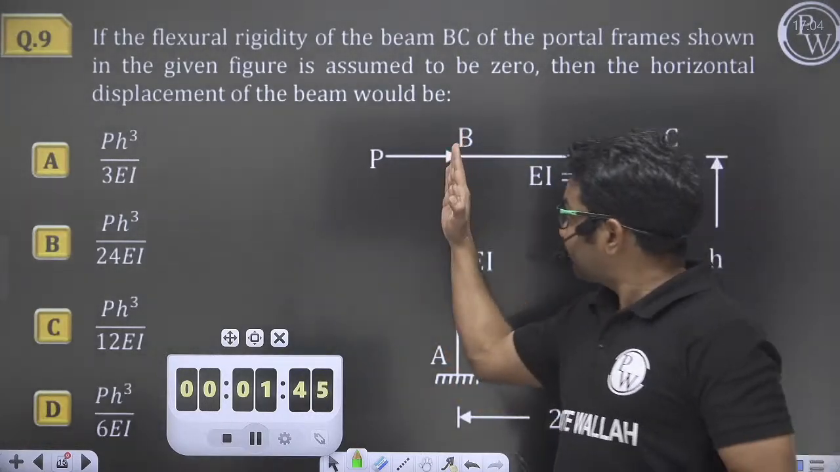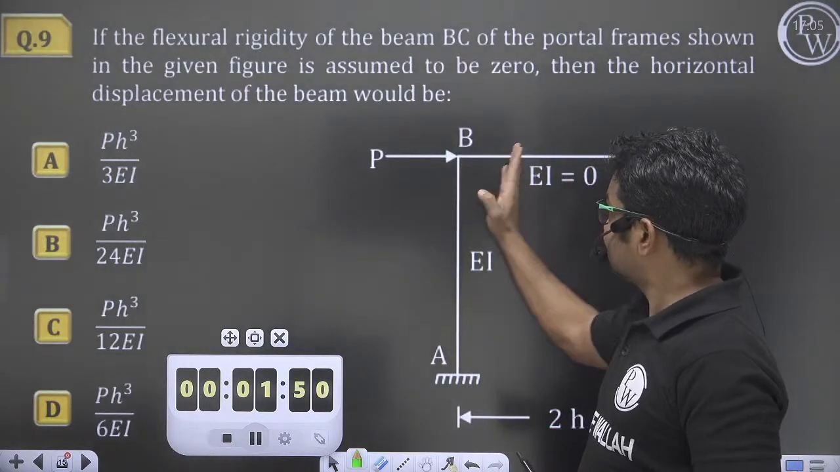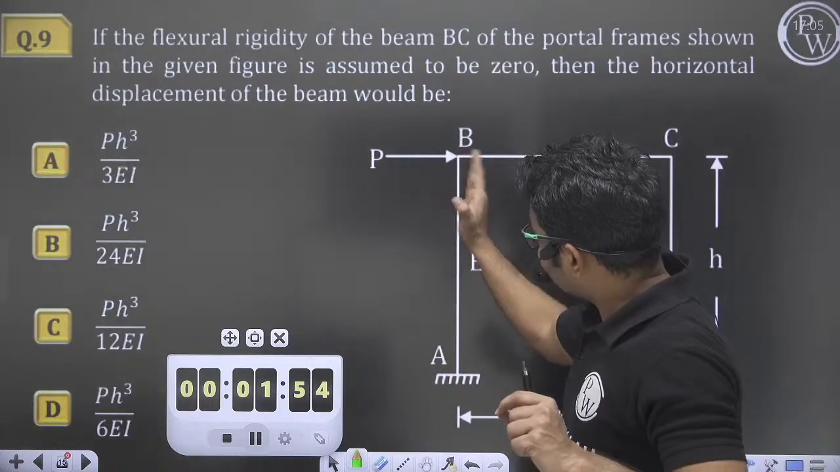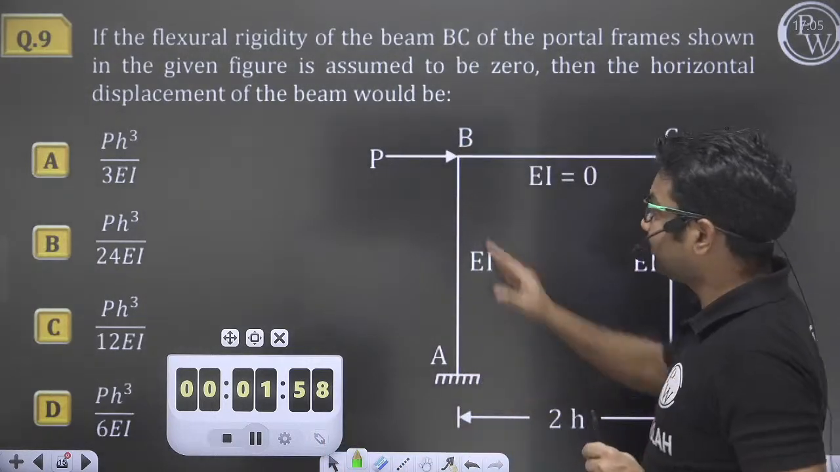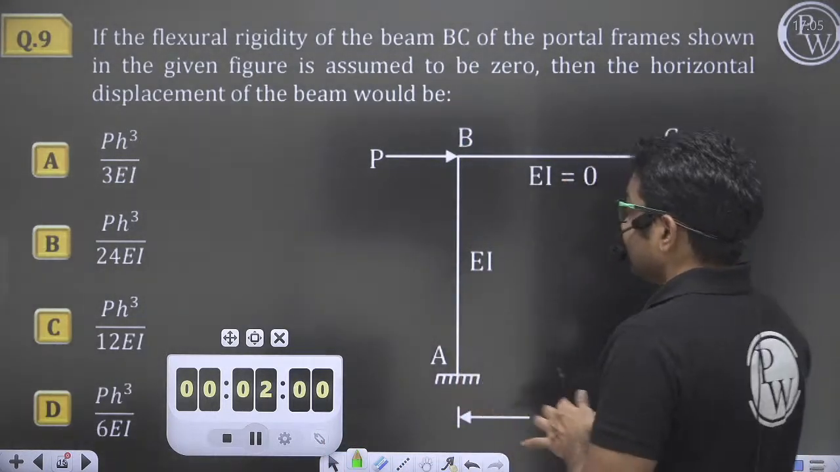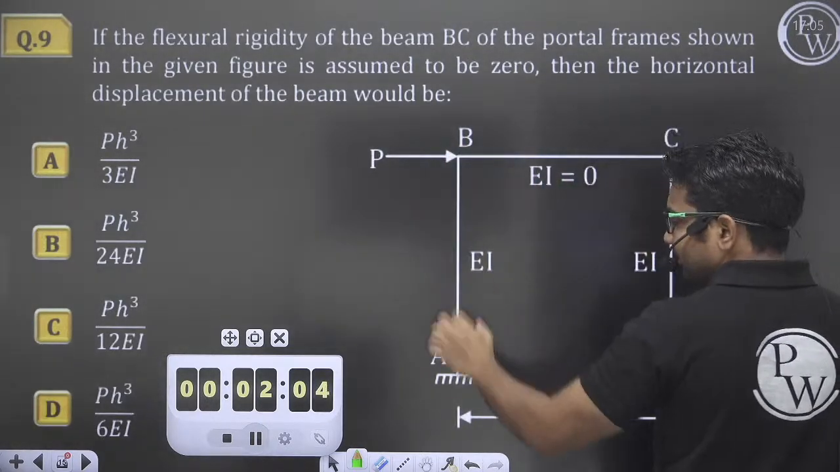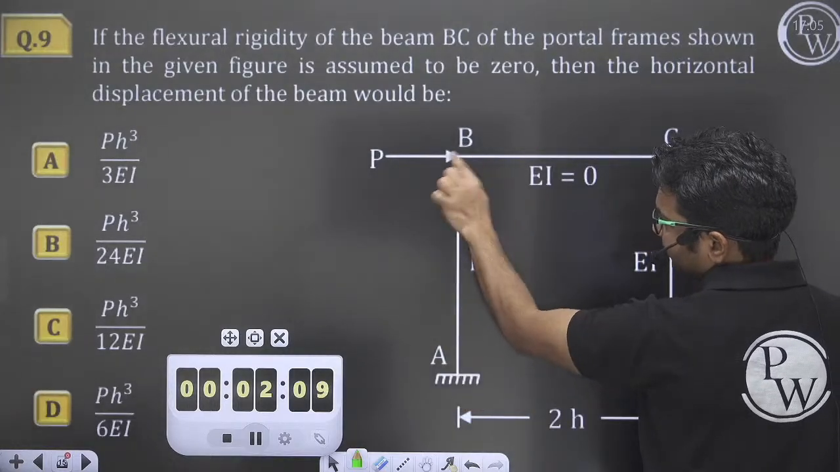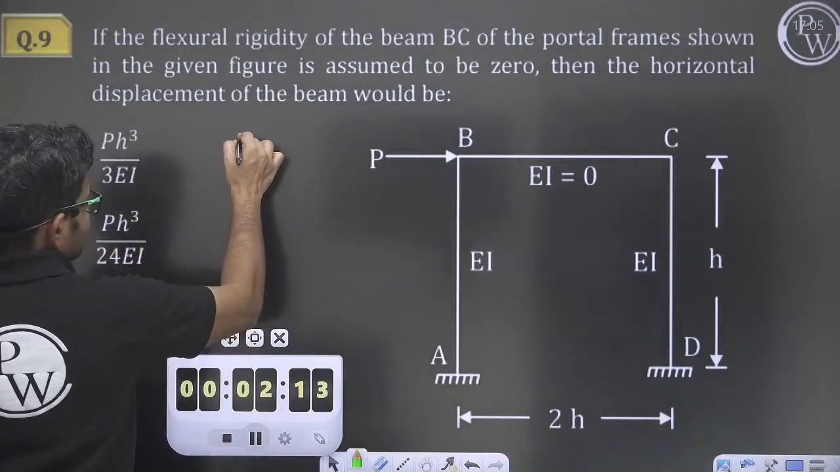So if this member is rotating like this, will it offer any resistance for rotation? No. So the rotation will be just like if there was no member, if the BC member was absent. If BC member was absent, there would be rotation, just like a freely supported column, here fixed end, and here there is no support at all. So it would be like this.